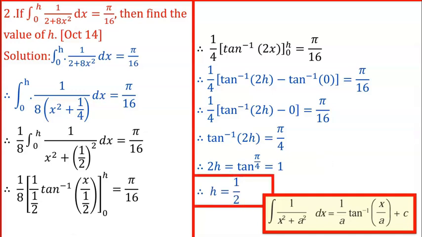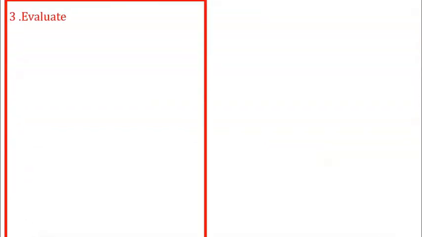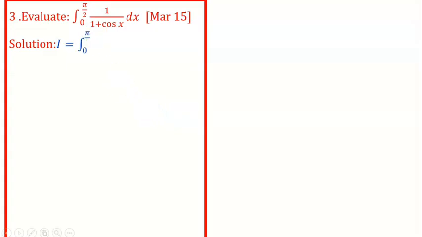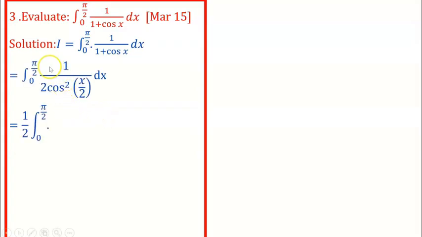Now next, evaluate the integral from 0 to pi by 2 of 1 upon 1 plus cos x dx, asked in the March 15 examination. It's very easy. Now what is the formula here? 1 plus cos of x is 2 cos square x by 2. What is the angle? That's divided by 2. Take 1 upon 2 outside this integral sign. 0 to pi by 2, reciprocal, that is 1 upon cos square x by 2, which means sec square x by 2.